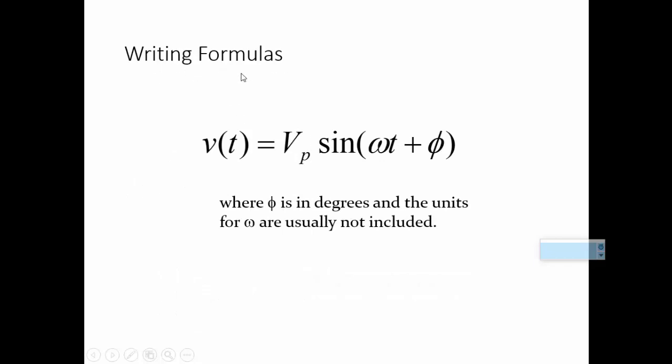Alright, so we can also write formulas, which is very important here, guys. The instantaneous voltage waveform can be expressed as the amplitude times sine of omega t, where omega t is 2 pi f t, plus theta. This is a general formula that gives us how the waveform is expressed. If theta is 0, then it will just be V sine omega t. If the signal should lag, then there should be a minus there. Theta is in degrees, and units for omega are usually not included.